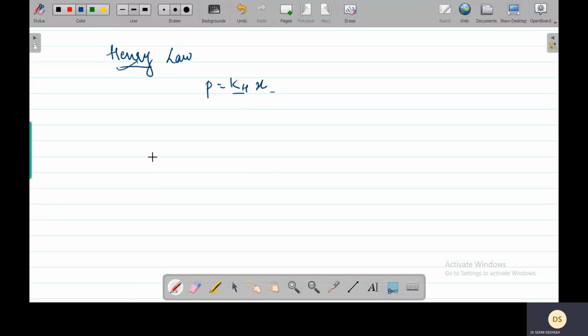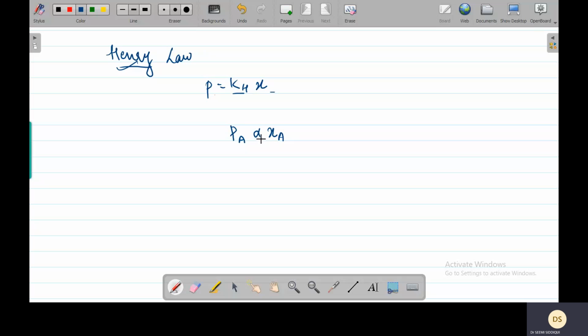Now, further, important according to the question, we have Raoult's law. Raoult's law is a special case of Henry's law. For a solution of volatile liquids, it states that the partial pressure of each component of the solution is directly proportional to its mole fraction present in the solution. Meaning, the partial pressure for component A is going to be directly proportional to the mole fraction of A. That states Raoult's law.